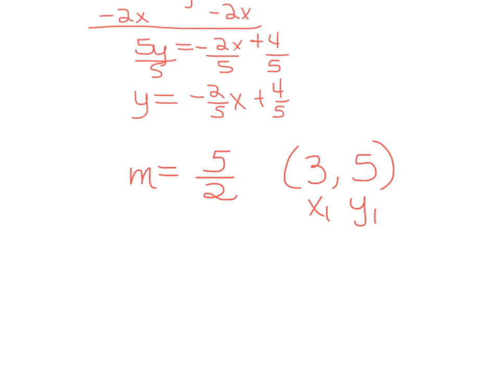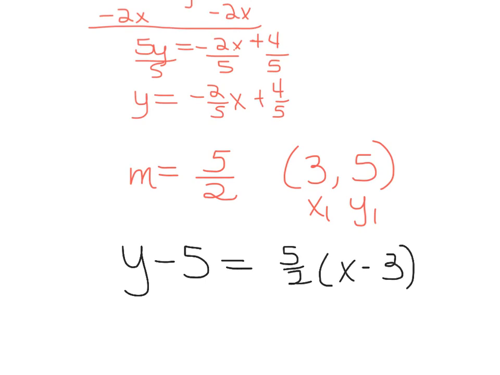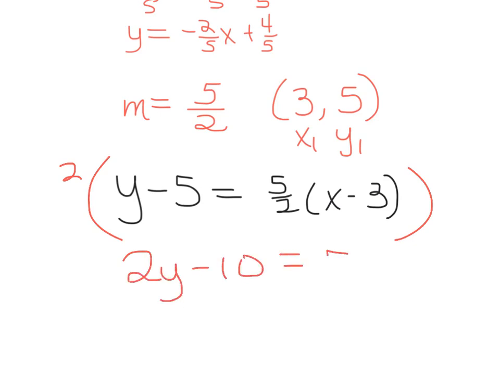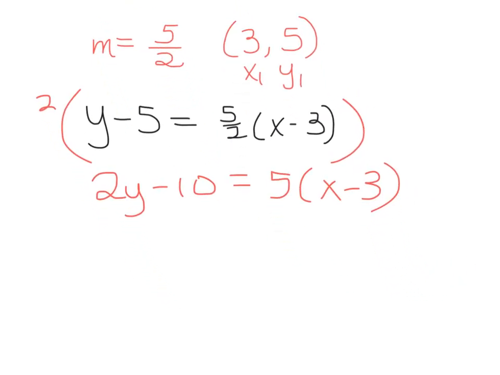So point slope again. So y minus 5 equals 5 over 2 times x minus 3. At this point, I'm going to clear the fraction, so I'm going to multiply everything by 2. So this becomes 2y minus 10 is equal to 5 times x minus 3. I now need to distribute the 5.